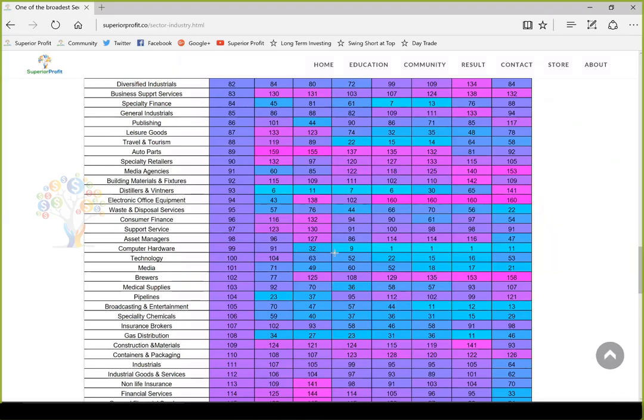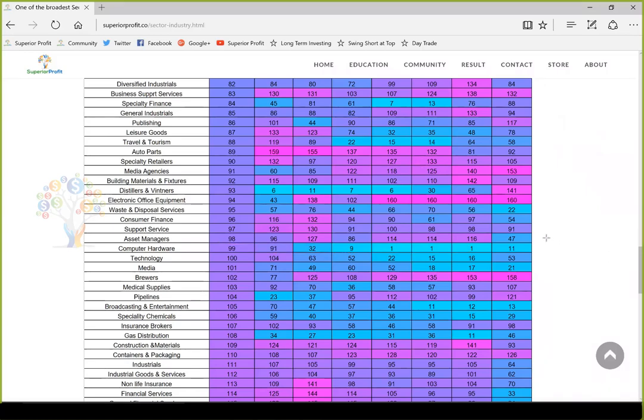We can also see computer hardware, which was ranking one for 3 review periods, declined a little bit, declined further, and now over the last 2 review periods, 5 days and 10 days, it has declined even more. So if we are watching along this way, we'll be certainly booking profit in existing computer hardware stocks that we are holding, and also look for short opportunities.